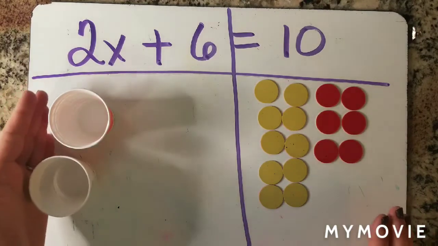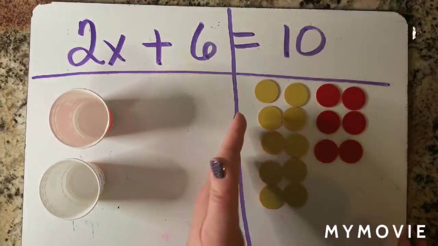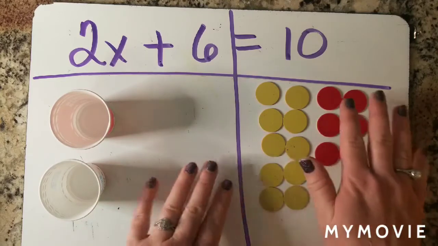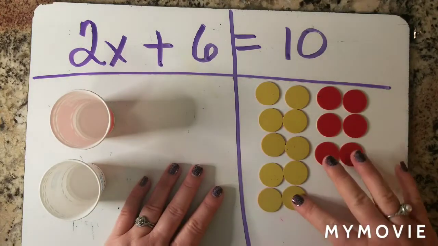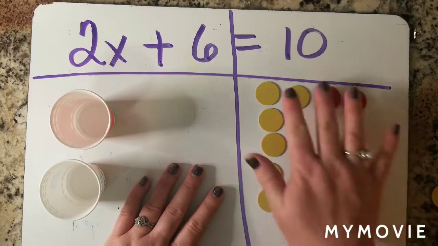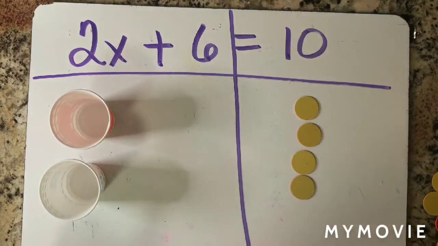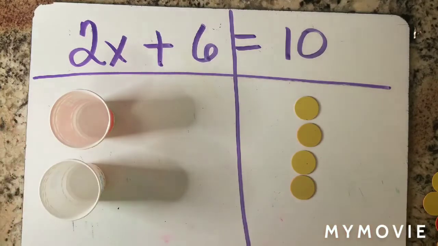They go away and I'm left with 2x. This goes away, is equal to 10, and I have my additive inverse of 6 over here. So I have to take those away. 1, 2, 3, 4, 5, 6. So now I am left with 2x is equal to 4.